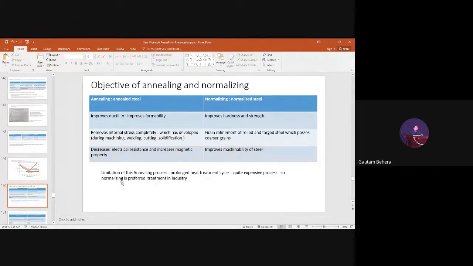But there is a limitation to the annealing process, you have to remember. Annealing process is a prolonged heat treatment cycle. If a heat treatment cycle is prolonged, it is time consuming and temperature is also very high, then it is a quite expensive process. So normalizing is the preferred treatment in industry rather than annealing. You have to remember this one.